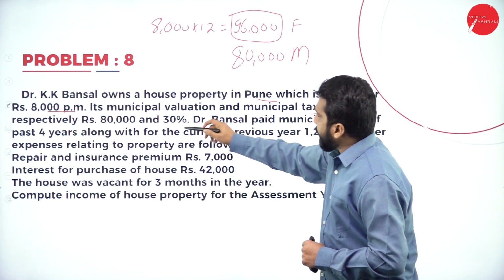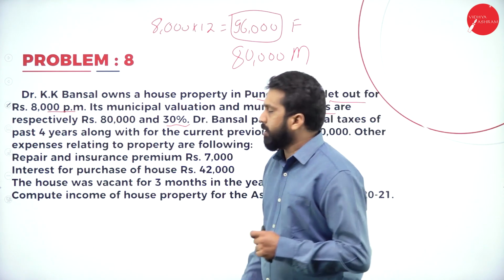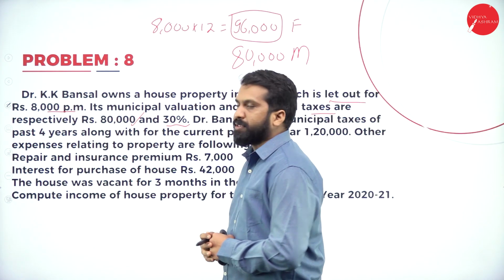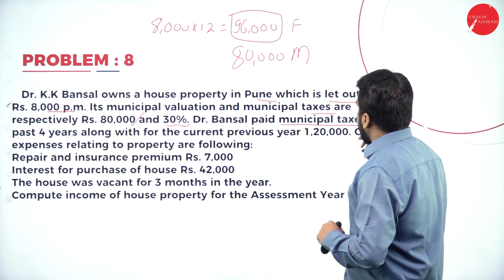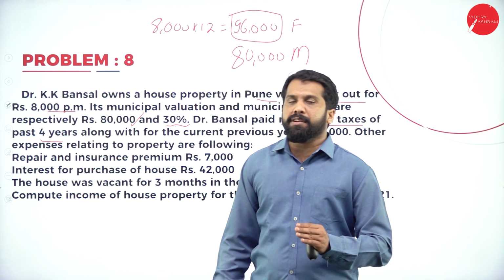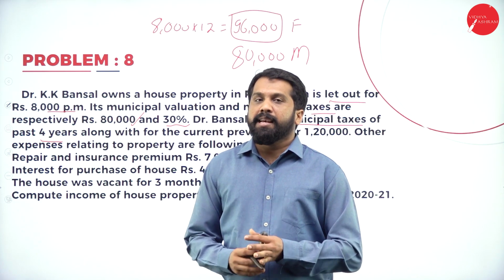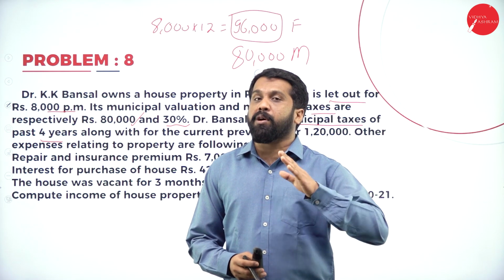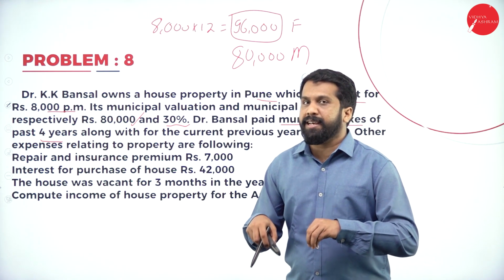Now, what is the tax they have given? 30%. 30% should be calculated on what? On 80,000. Clear? Yes. Now, Dr. Bansal paid municipal tax of past 4 years. Last 4 years municipal tax he is paying now together. So, if he was not paid, he was not claimed. If he has paid now, it means he will claim in this year.